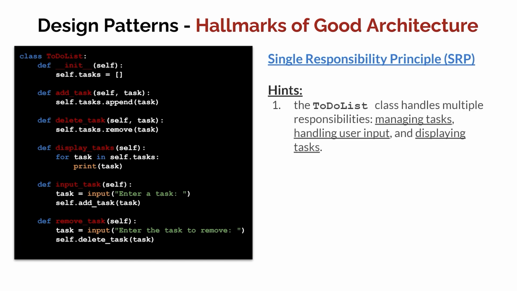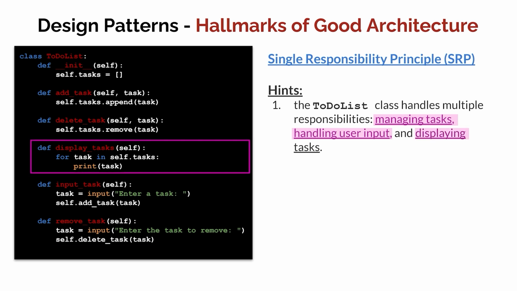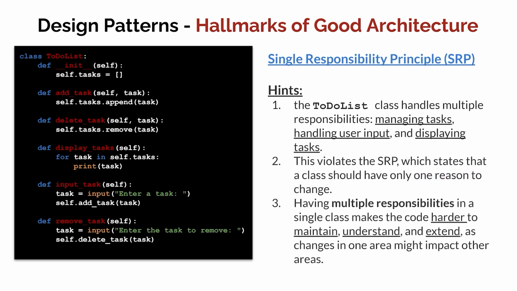First of all, notice that the to-do list class handles multiple responsibilities. It handles managing tasks, it handles handling user input, and it also handles displaying the tasks. So those are really three completely different tasks. This violates the SRP, which states that a class should have only one reason to change, or one responsibility. Basically, having multiple responsibilities in a single class makes the code harder to maintain, harder to understand, and much harder to extend, because changes in one area might impact other areas.